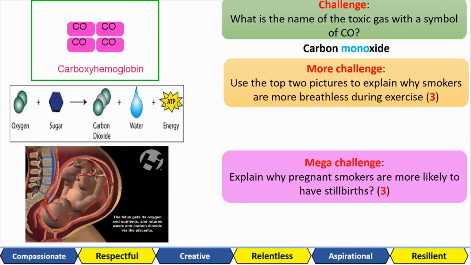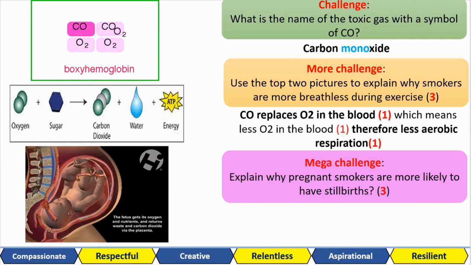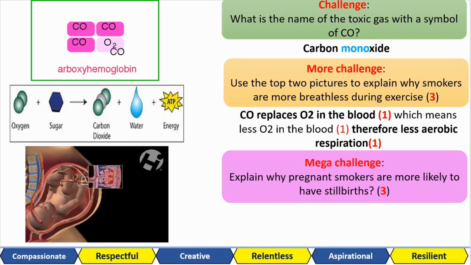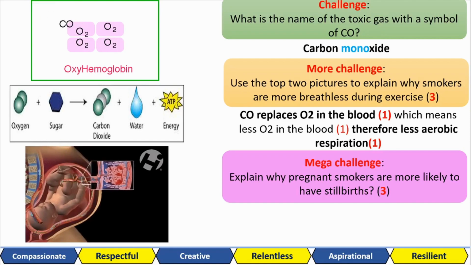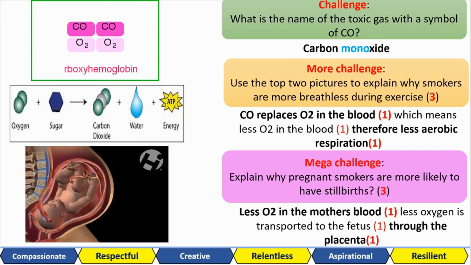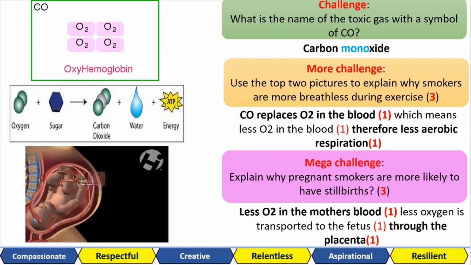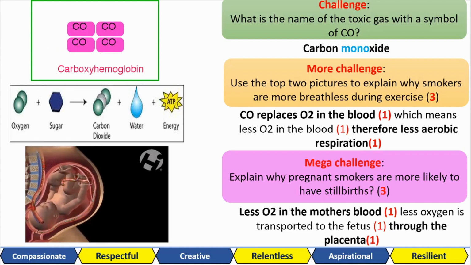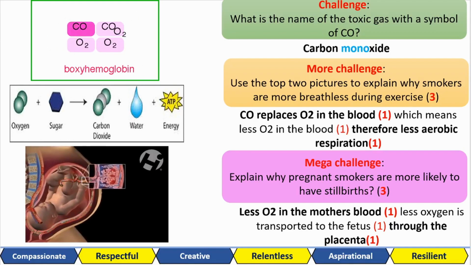In the top image, we see that the carbon monoxide is replacing the oxygen in the blood. This means that there will be less oxygen in your hemoglobin in your blood, and therefore less aerobic respiration will be happening. And finally, the smokers that have stillbirths is caused by the lack of oxygen in the mother's blood. Remember that the baby hasn't even breathed air yet. It's getting all of its oxygen from the mother's blood. So if there's less oxygen diffused towards the fetus through the placenta, the baby is less likely to survive. While we're here, alcohol also can cause miscarriages, premature births, and also stillbirths as well.